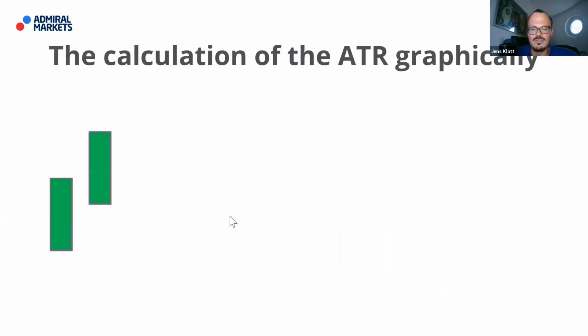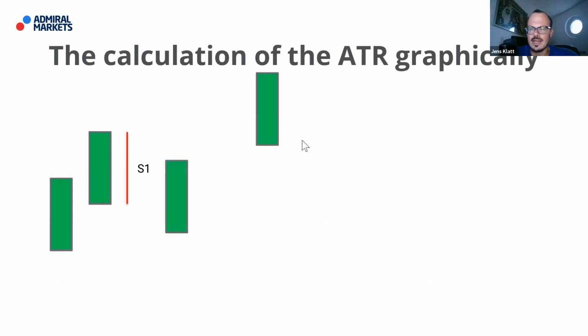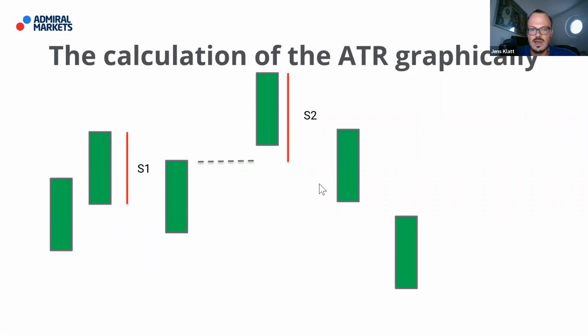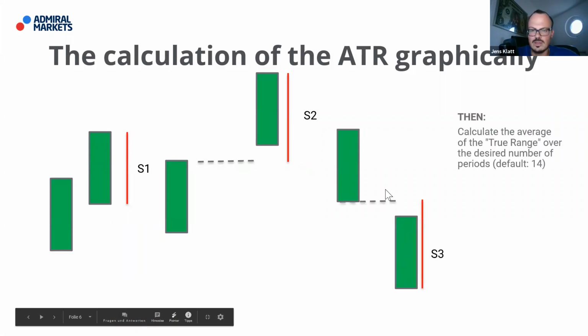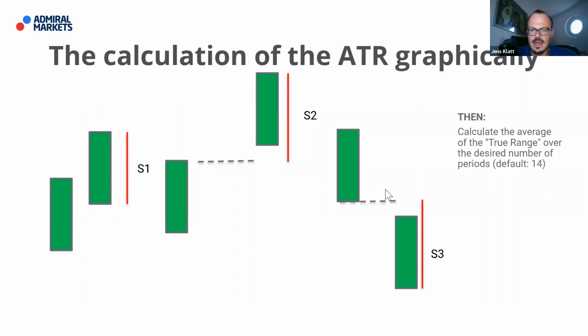So here we have our first day, and this is our S1. This is the difference between the current high and the low. Then we look at the next example. There you have the previous close, and then you have the high of the day. This is S2. And the next is you have the closing price, and there you have the low of the day. So obviously, if you're getting lower, then you have the S3 in this context. And then you calculate the average of the true range over the desired number of periods.